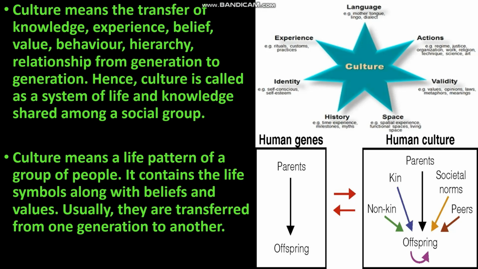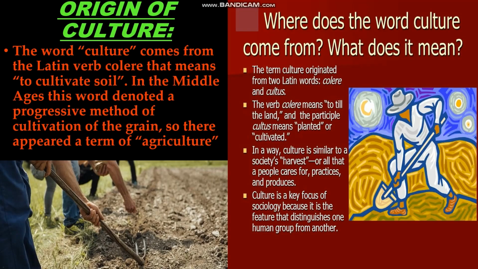Culture means a life pattern of a group of people. We can say culture is the life pattern of a certain group of people. It contains life symbols along with beliefs and values. Usually they are transferred from one generation to another. For example, the customs and practices we follow in weddings. During the wedding time, you can see that each religion or community has different rituals, customs and practices during the wedding celebration, which are passed from one generation to another.